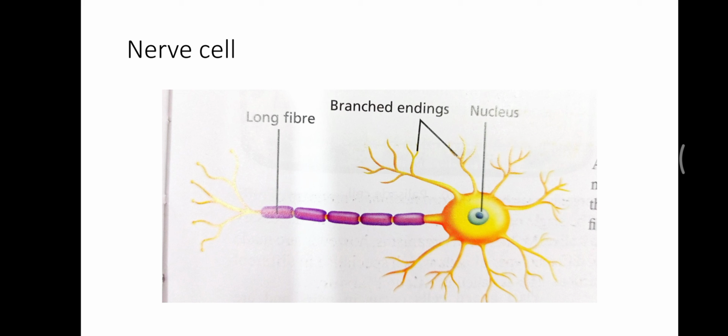So students, this is a nerve cell which has a function in our body to receive and pass messages. Here you can observe there are three different parts, and each part has its own function because of division of labor. The function of the nucleus is to control the nerve cell, and branched endings are used to receive messages in the form of electrical signals from outside, and this long fiber is used to pass messages from the nerve cell to other parts of your body.